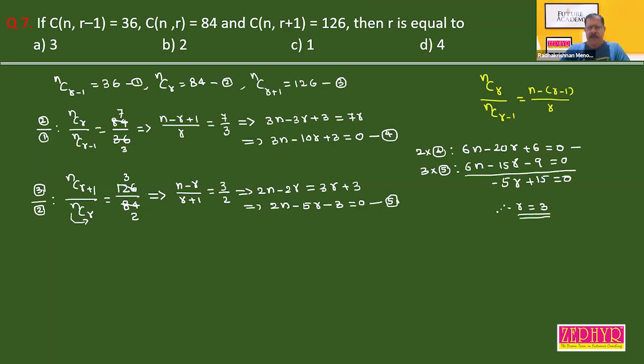Okay. So these types of questions are very important. Sometimes you may be asked to find out the value of n. So this formula is very important: nCr by nC(r minus 1) equal to (n minus (r minus 1)) divided by r.